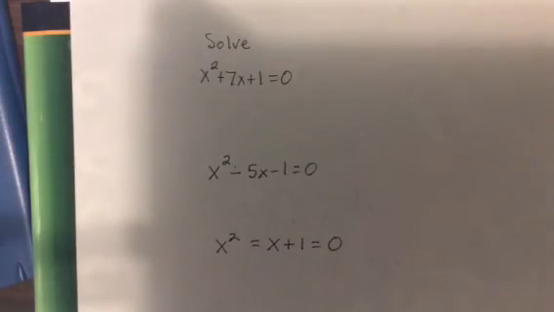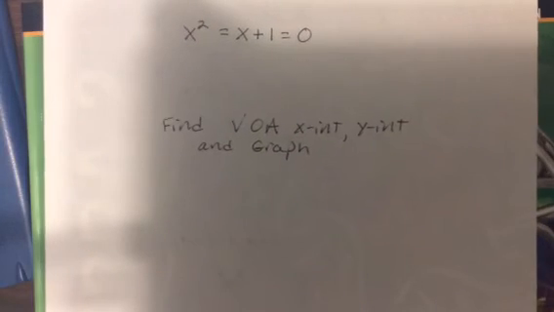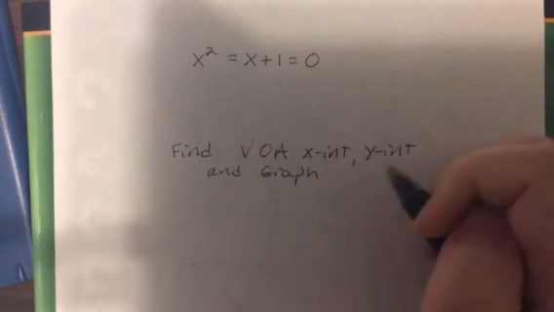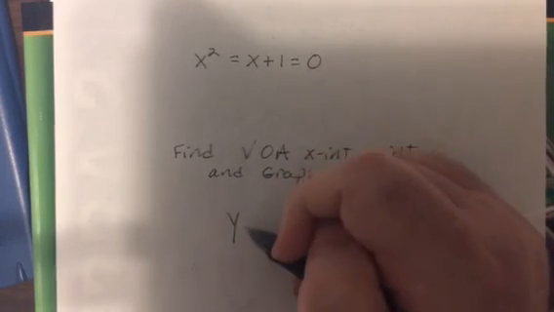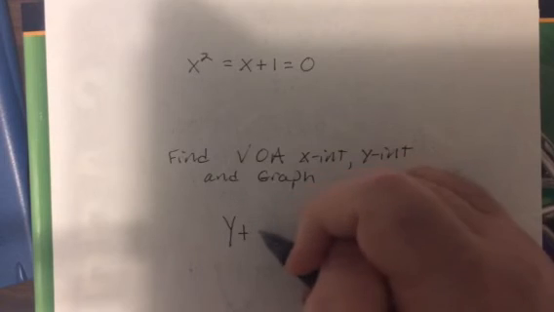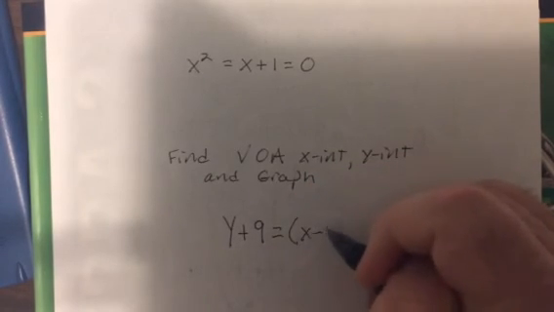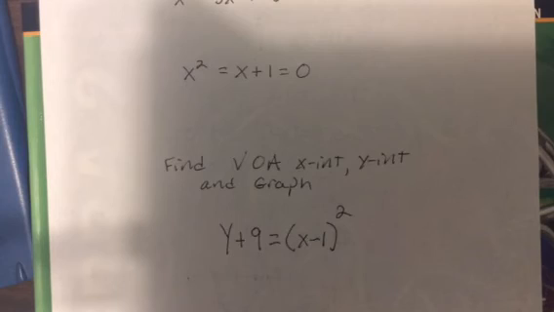So today is a short one. I want you to solve these 3 problems using the quadratic formula. And I want you to graph, oops, I didn't write it down. Find the vertex, x-intercept, y-intercept, and graph y plus 9 equals x minus 1 squared. So do that tonight. That's your homework. That'll take you about 10 minutes.